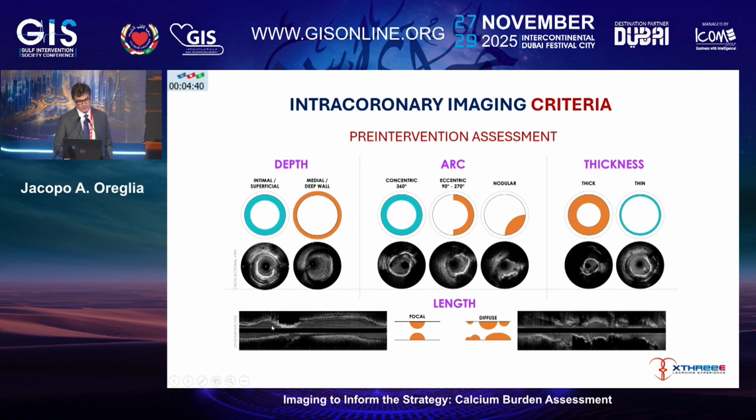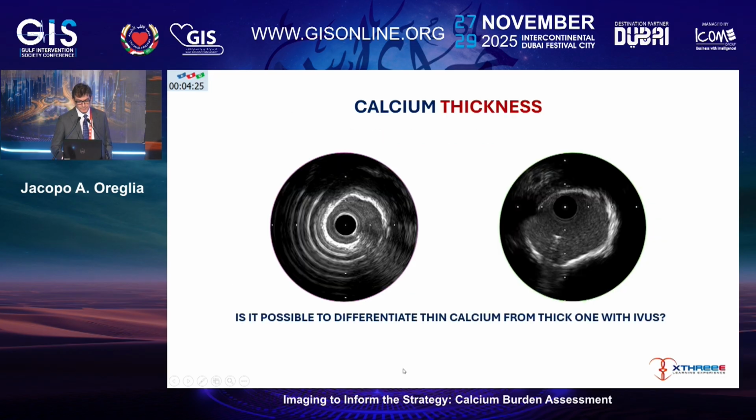And you can already have an idea by looking at the longitudinal view of IVUS if a calcific lesion is focal or diffuse, like in this case, but you can measure very, very precisely if you use an automatic pullback. So what about calcium thickness?